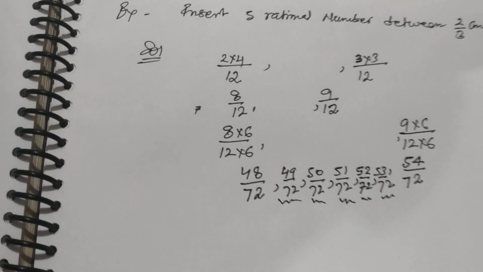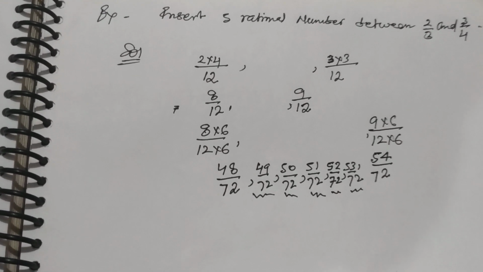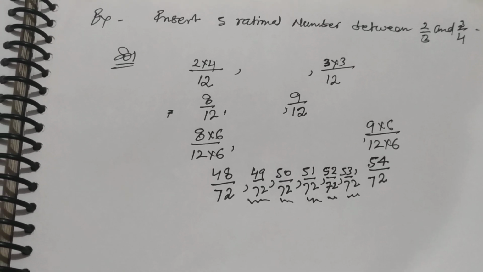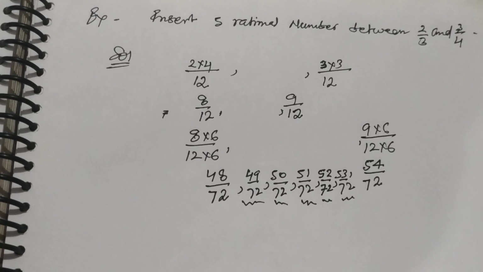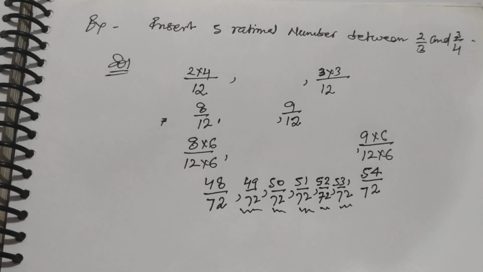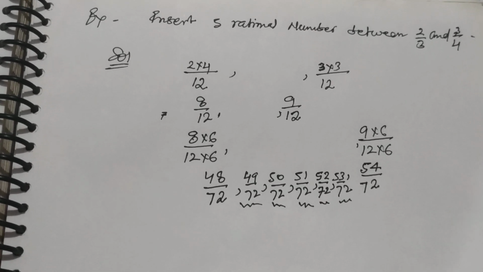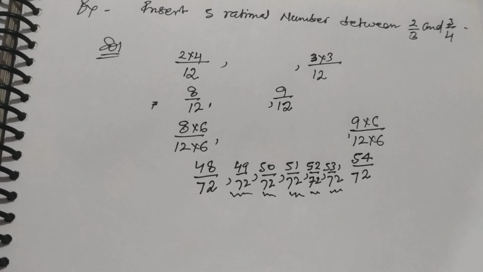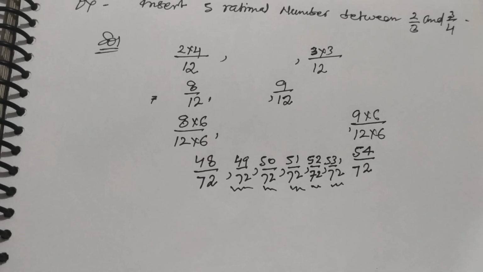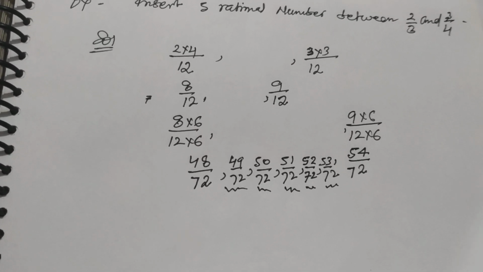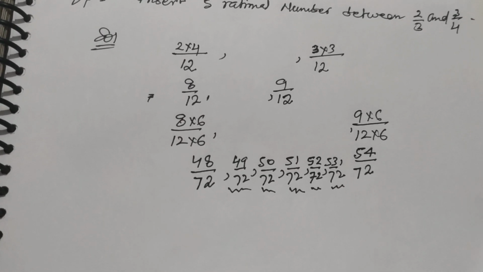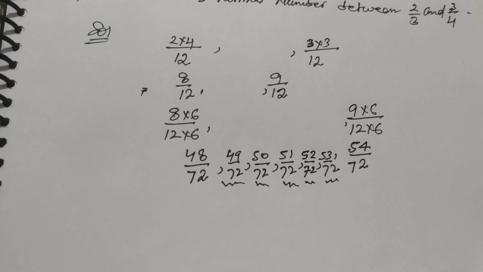Students, these are the 3 different situations or conditions to insert rational numbers between any 2 numbers. And now the question arises whether 0 is a rational number or an irrational number. So just check the book if you have the book, and write 0 in the form of P upon Q, where Q is not equal to 0.